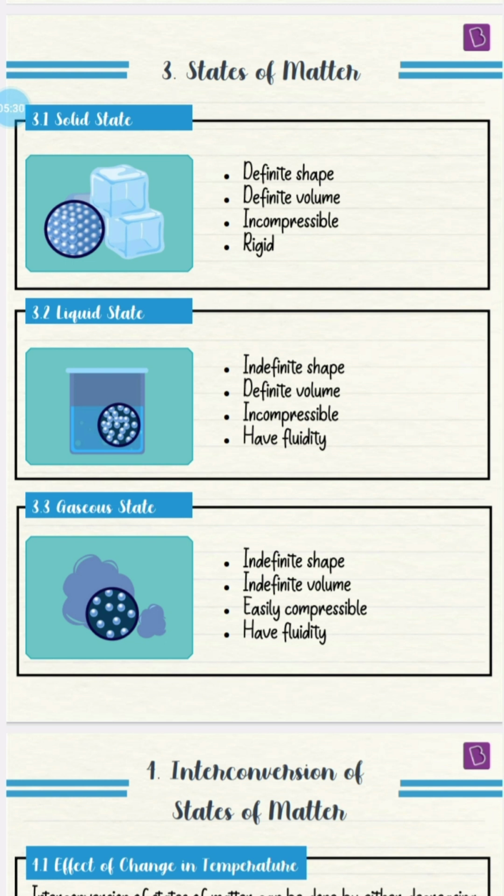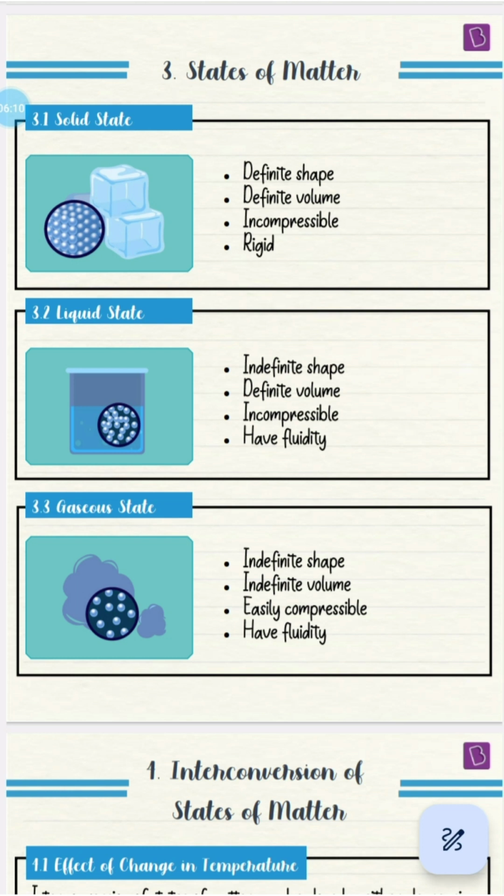Then we have gaseous state. It has neither shape nor a fixed volume. Then solids are incompressible. Liquid can be compressed a bit, and gas can be easily compressed. Gas is highly compressible. Then solid is rigid, whereas liquid and gases are fluids. Rigidity is the tendency of a substance to resist any change in its shape, whereas fluidity is the ability to flow. Okay.